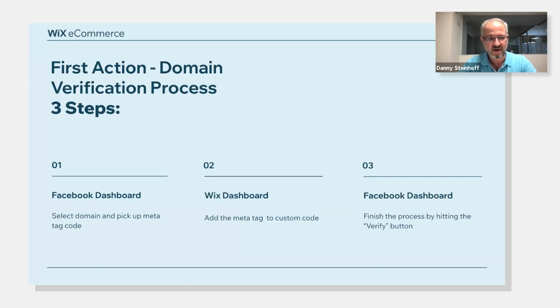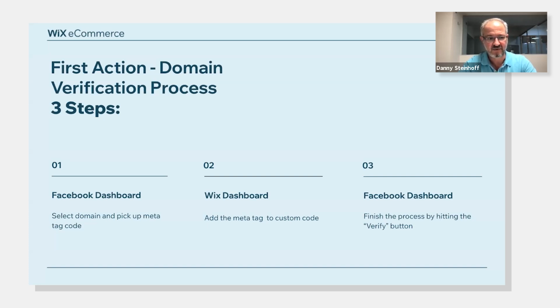Okay, so first of all, we are doing domain verification, because without verifying your business domain, the events will stop coming to Facebook. They will just be rejected. So this is the mandatory step that must be taken by every user who tracks events to Facebook. Two steps of this process must be done through the Facebook interface, and one step is handled by Wix in the Wix dashboard.